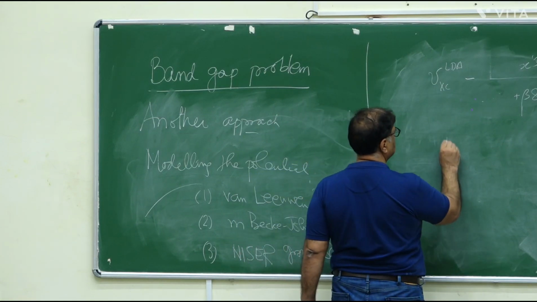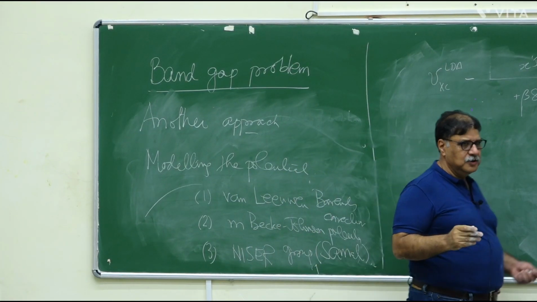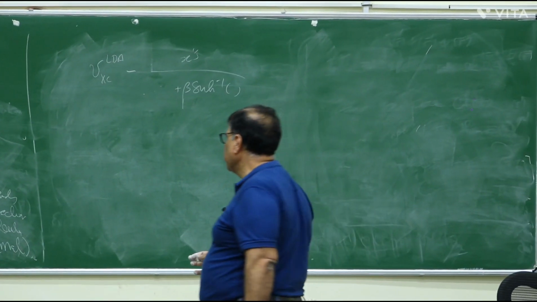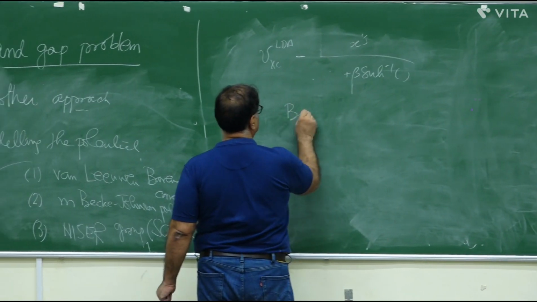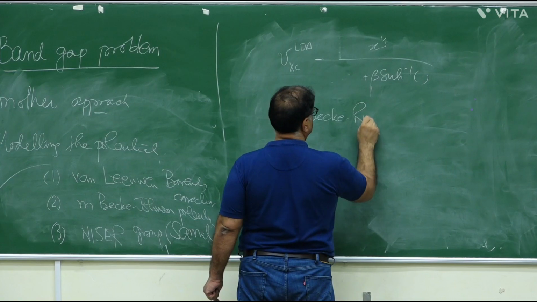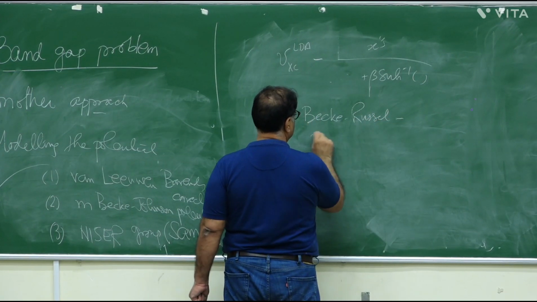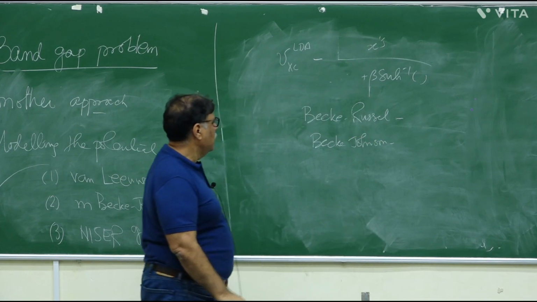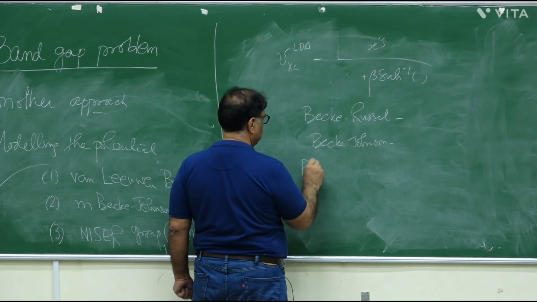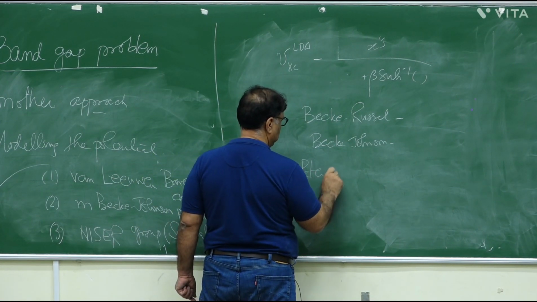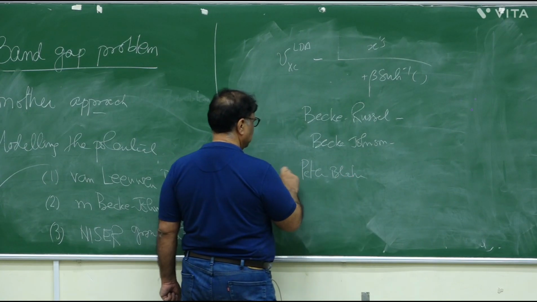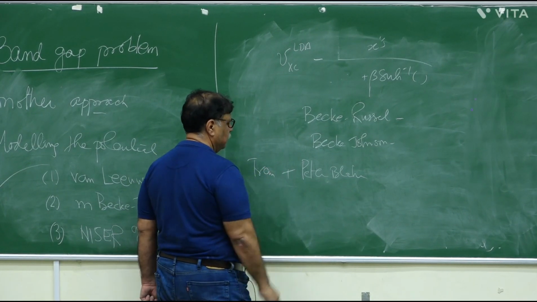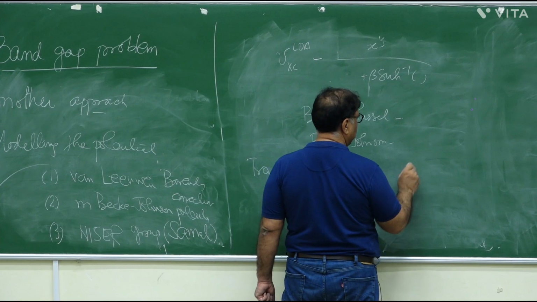Modified Becke-Johnson is based on modeling the exchange hole in a certain way, which was done by Becke and Roussel. Then they came up with the Becke-Johnson formula, and this was modified by Peter Blaha. What is the other name? T, something with T. Tran-Blaha. And this gave good gaps.